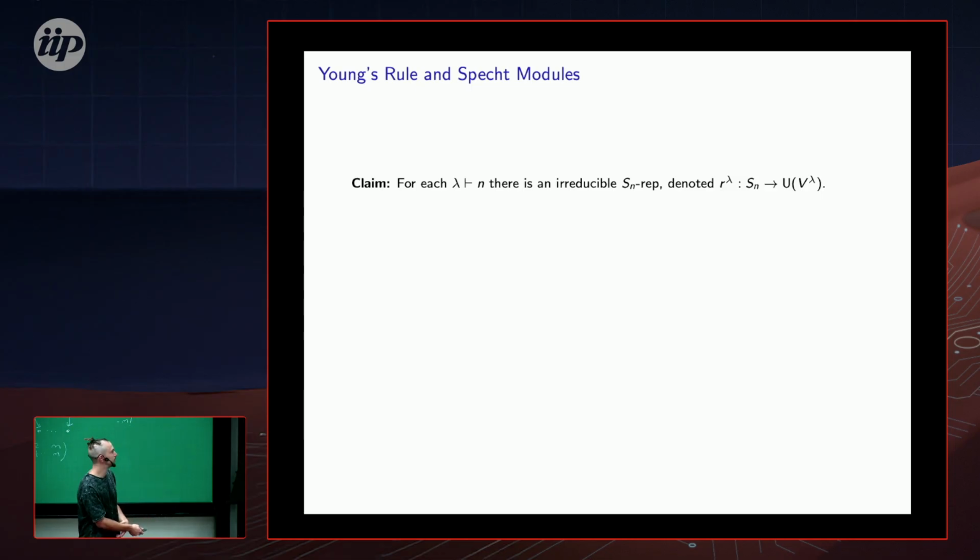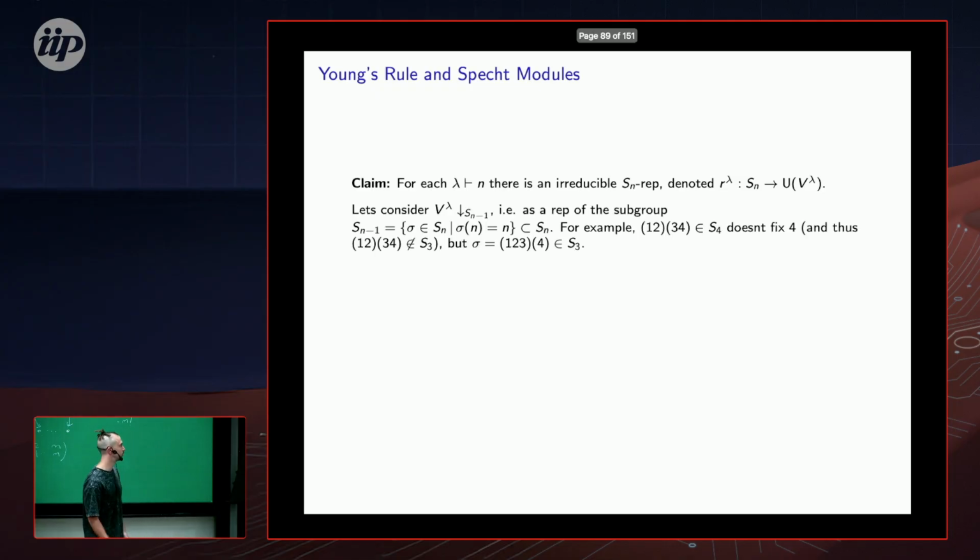For each partition, the claim is that there is an irreducible representation of the symmetric group. We call it R lambda, the homomorphism, and B lambda, the vector space that is the irreducible group module.